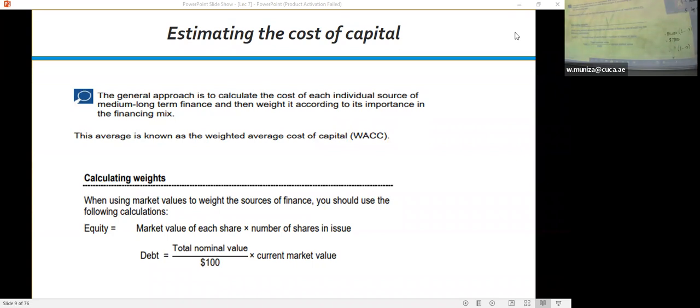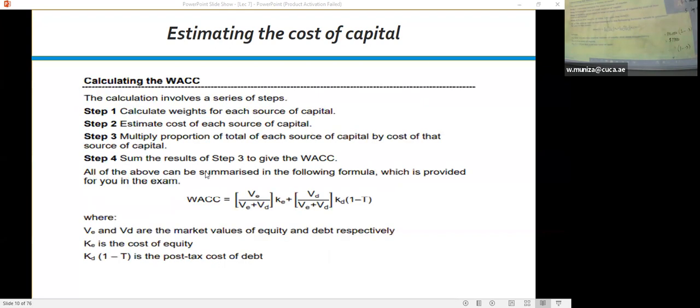Now, obviously, when we have to see the weights, there are certain things which you need to keep in mind. To calculate weights, when using market values to weight the source of finance, you should use the following calculation. For equity, market value of each share multiplied by the number of shares in issue. And for debt, it is total nominal value divided by 100 multiplied by current market value. Even if you do not remember these formulas, you will be easily able to calculate the weights by common sense. They will be giving you enough data in the exam to calculate the weights.